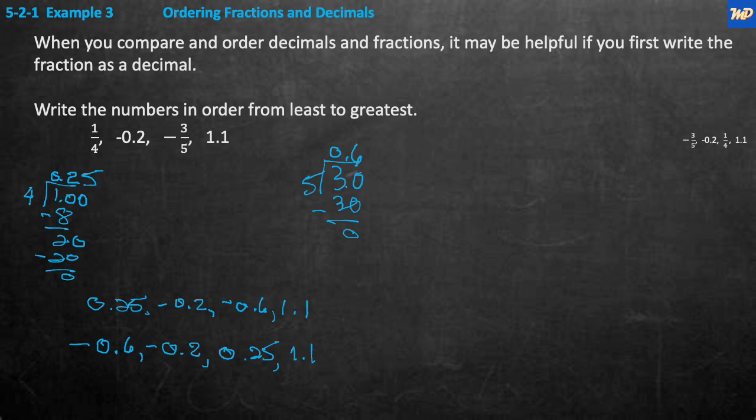Okay? So there we ordered them now. So now you know that the quarter is over here. The negative 0.6 is the negative 3/5. So if we did it with the fractions, it would be the negative 3/5, then negative 0.2, and then it's the 1/4, and then it's the 1.1. That would be the order of those fractions and decimals. Okay?